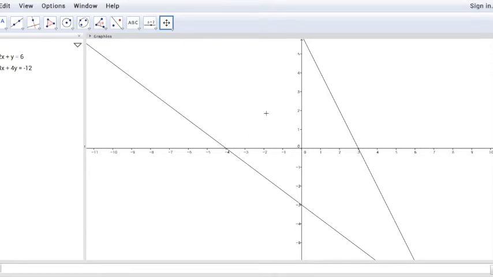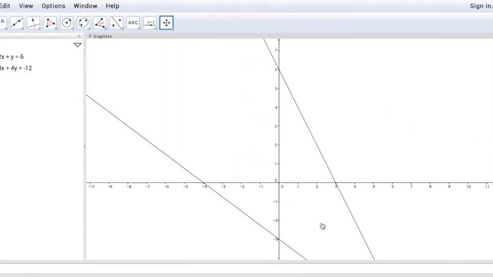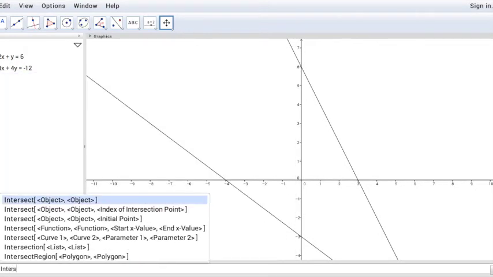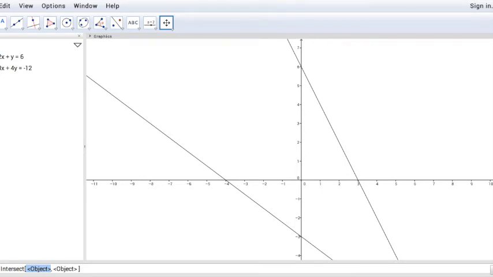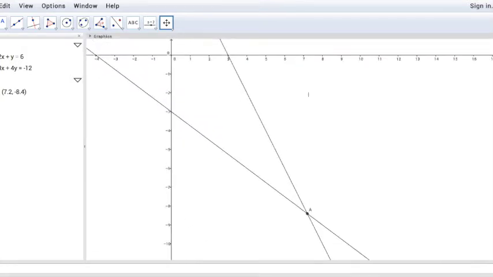Once we are done, we can now create and find the intersection by inputting the intersection option. Press intersection A and B. We can see A and B in the algebra window. So the intersecting point is 7.2 comma negative 8.4. If you drag, we can see the intersecting point in the geometry window.